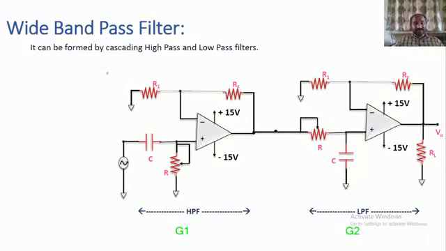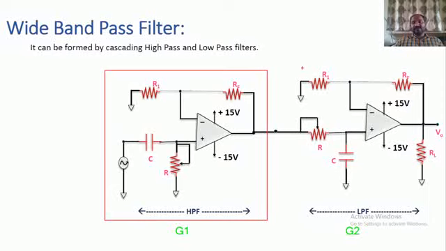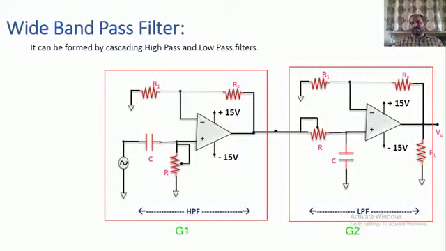So I assume the high pass filter as one block and the low pass filter as another block, and some input is applied to this particular block. Two blocks are cascaded. This is called a cascading connection: if the output of the first block is given as an input to the next block, then I can say that these two blocks are connected in the cascaded manner.